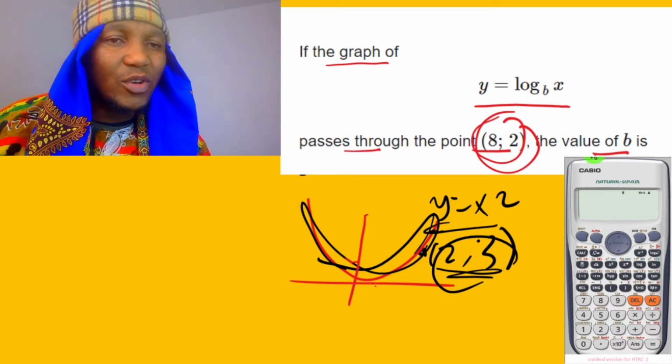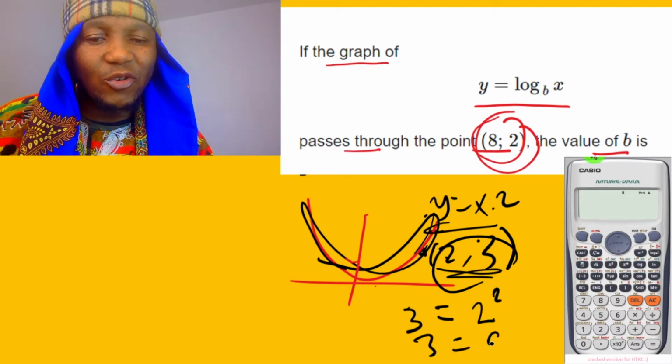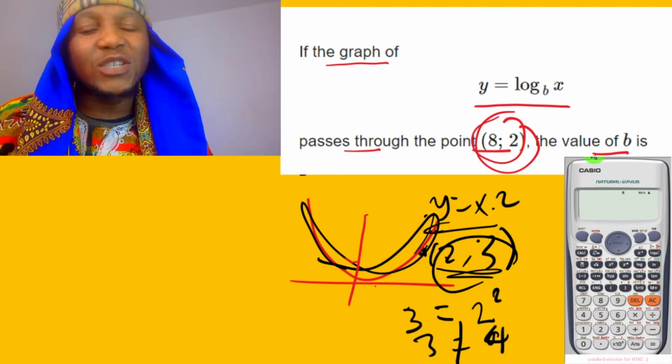For example, what is the value of y? y equal to 3. What is x? x equal to 2, but squared, so we have 4. Is 3 equal to 4? No, it's not equal to 4. So in that case, this coordinate does not lie on this graph. Now let's come to the question here.